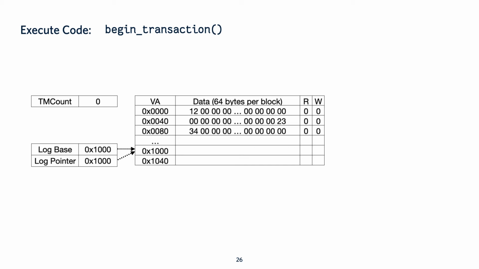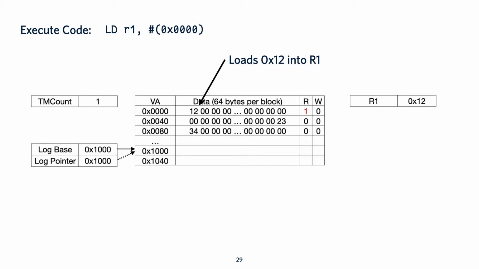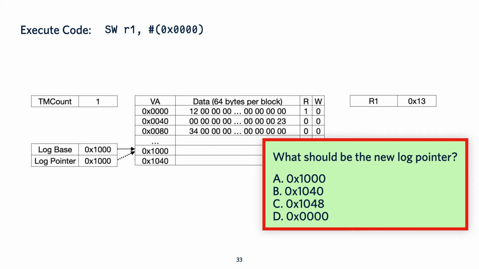Now let's say we execute begin transaction. So now we're starting a transaction, and the TM count increments to 1. And now let's execute an instruction that loads the address 0 to R1. So R1 copies the value in there, and because it's a transactional load, we set the R bit to 1. Then we increment this value, for example, it becomes 13, and say we want to write it back to the same address.